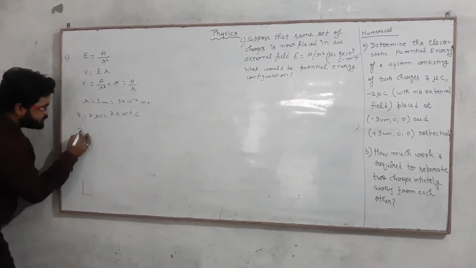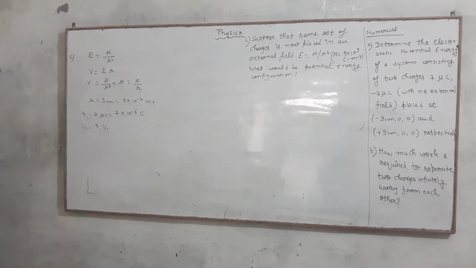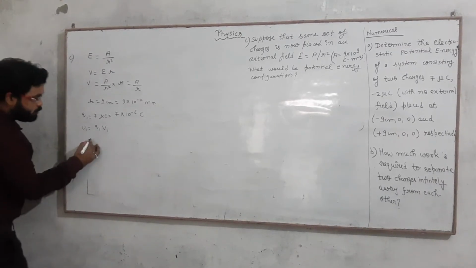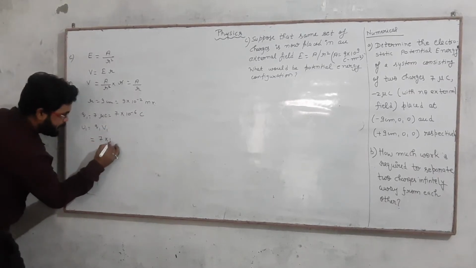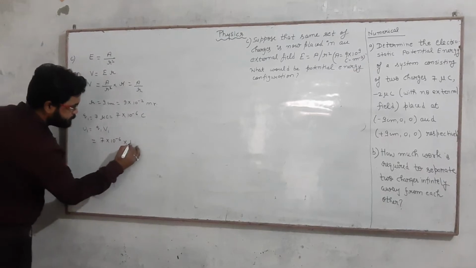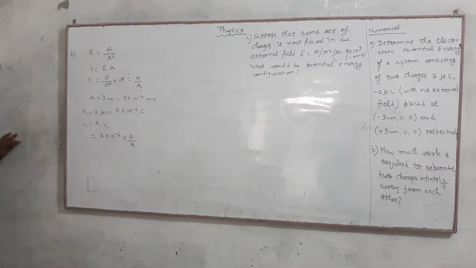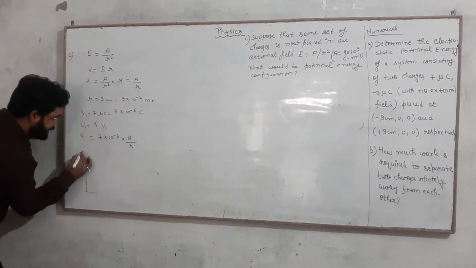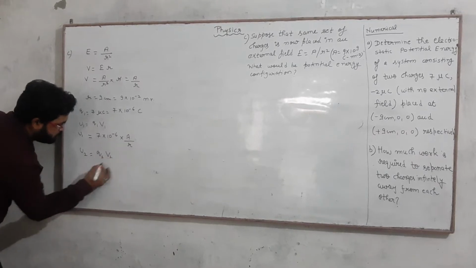So due to this, U1 is equal to Q1 V1. And Q1 is 7 into 10 to the power minus 6, and V1 is what? A by R. Fine. Similarly, U2 is equal to Q2 V2.